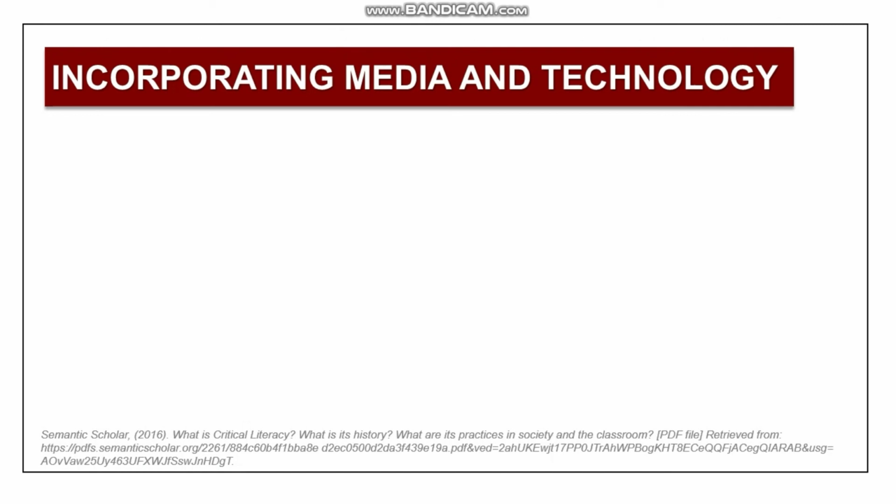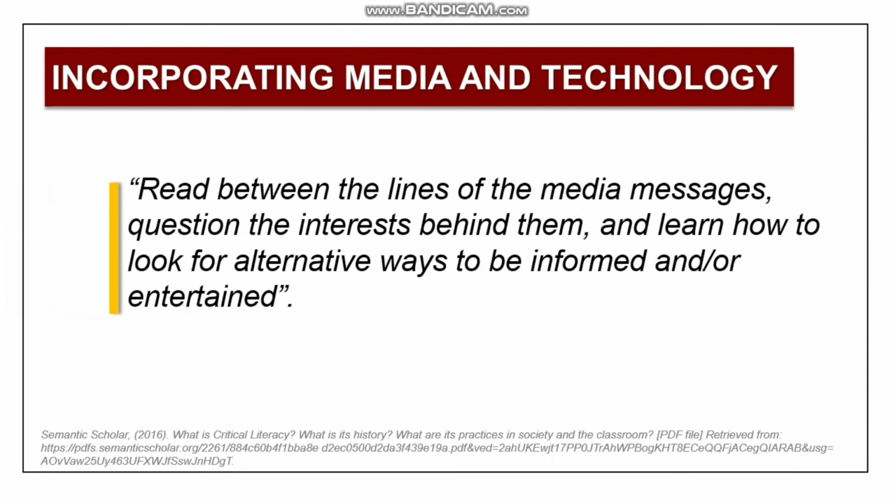Other contemporary method: incorporating media and technology. In critical literacy, incorporating media and technology has also become an important tool to better understand literature. We all know that social media and technology offer a variety of sources in terms of literature. Read between the lines of the media messages, question the interest behind them, and learn how to look for alternative ways to be informed or entertained. Yes, social media offers different information and literature, but it is very important for students and readers to critically analyze the messages between the lines posted and published on social media.